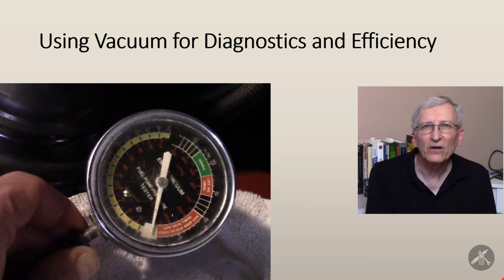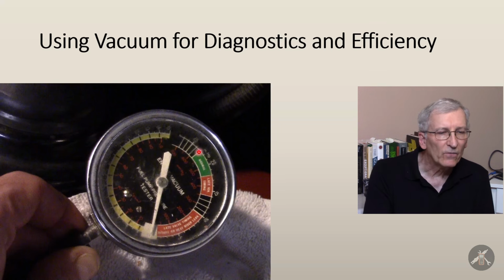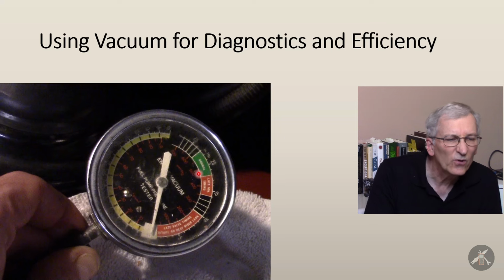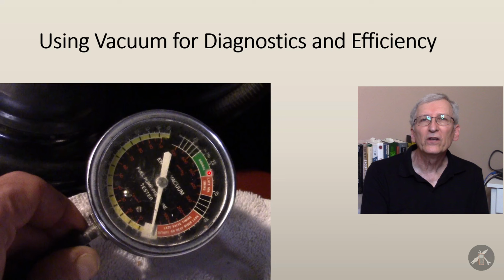I'm going back to my mechanical gauge for a minute, using vacuum for diagnostics and for efficiency. If you look real close at this gauge, right around here is 20. And let's see, it looks like 18, 19, 20, 21, 22. This is green and it says normal. So your vacuum could be 20, give or take, which was a normal idle for a car in the 70s.